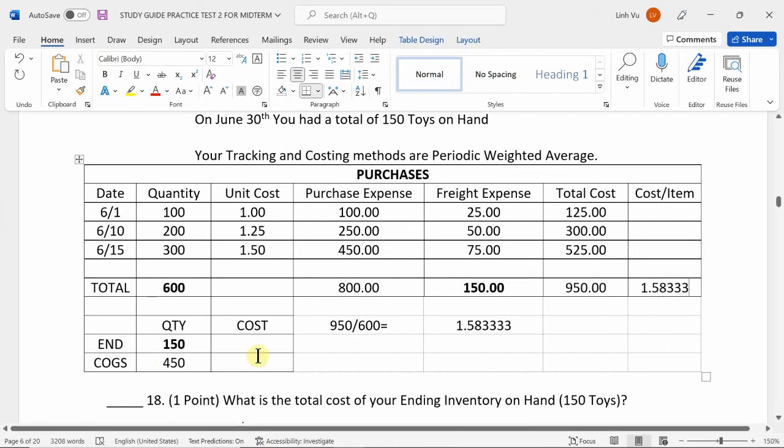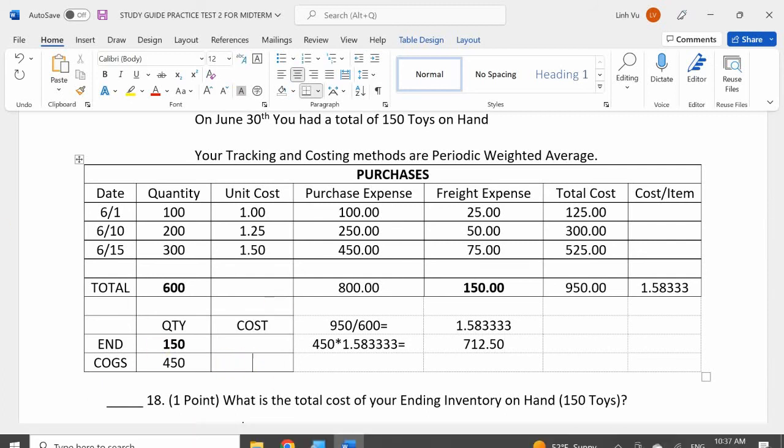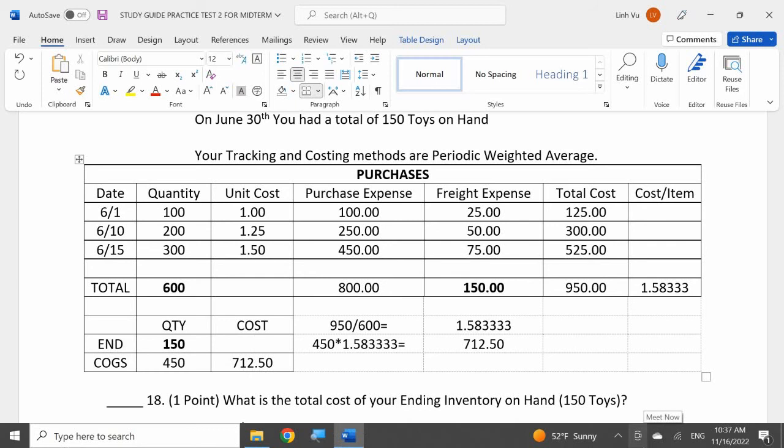Now, we need to know how much it's going to cost me to sell 450 units at 1.583333, and that should give you a total of $712.50. So that should give you a remaining of $237.50.